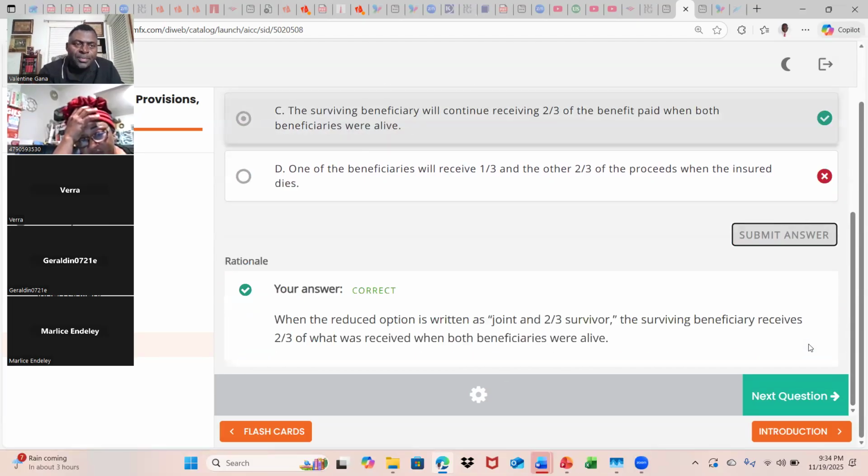And that's correct. When the reduced option is written as joint and 2/3 survivor, the surviving beneficiary receives 2/3 of what was received when both parties were alive. So pay attention to this question because you'll see about 5 questions on joint and survivor in the exam.